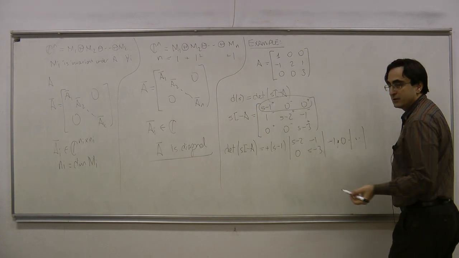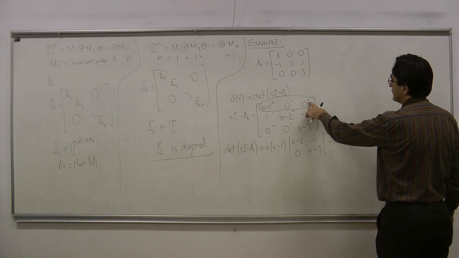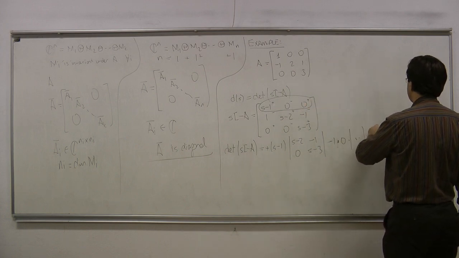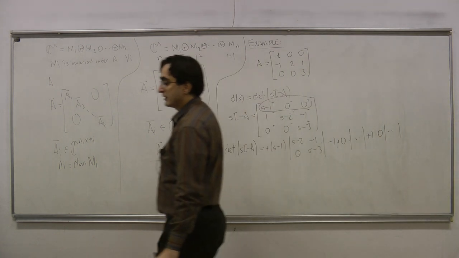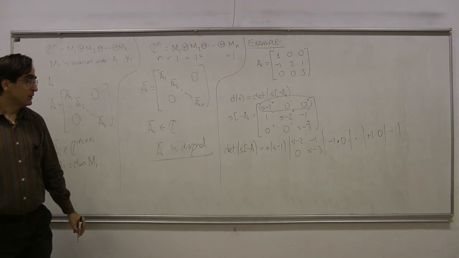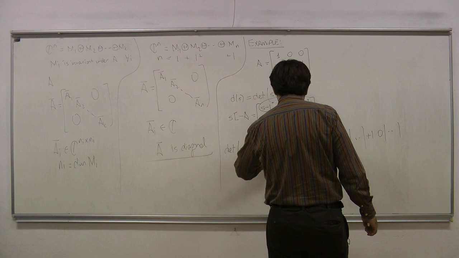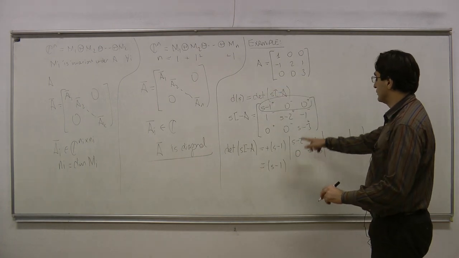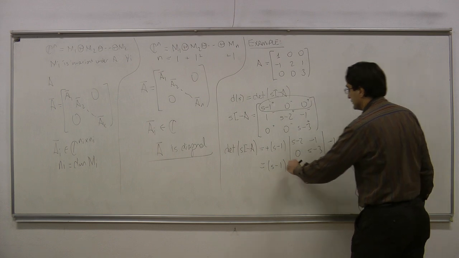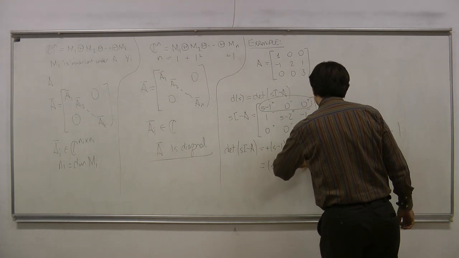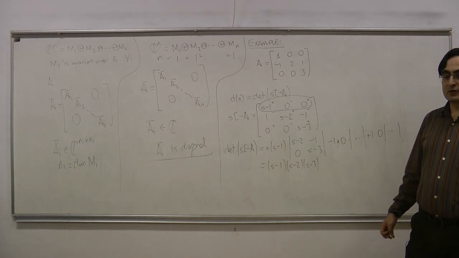But since it is multiplied by 0, it's not really important. And I have plus 1 because of this plus sign here, times 0 times another matrix here, which is not important again. Okay? So this is going to be my determinant. So s minus 1, and I will take the determinant of this smaller 2x2 matrix, and you see that its determinant is s minus 2 and s minus 3. Okay? So this is our characteristic polynomial.